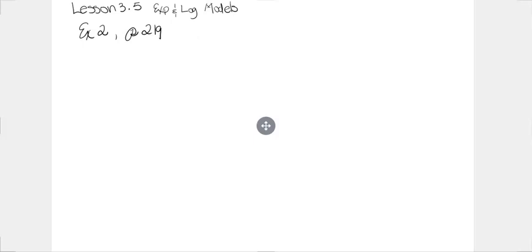We are going to do a couple of examples from Lesson 3.5. The first one's in your book, the second one is not. But I wanted to work these so that you can understand what to do for your homework a little bit better. So let's look at example 2 on page 219.